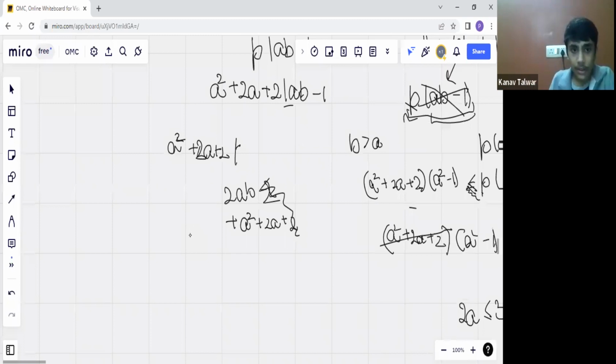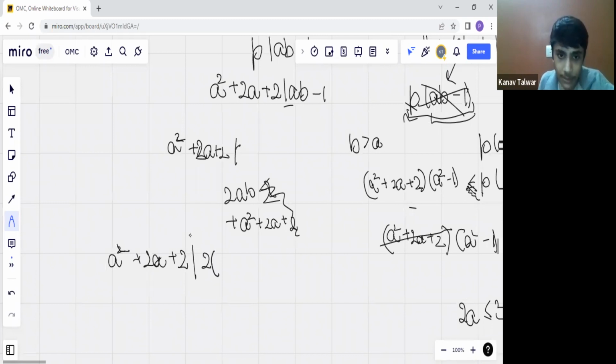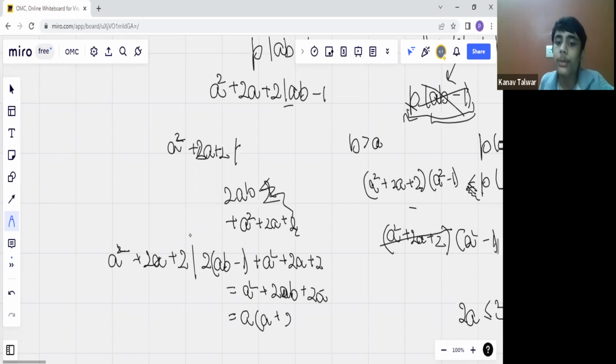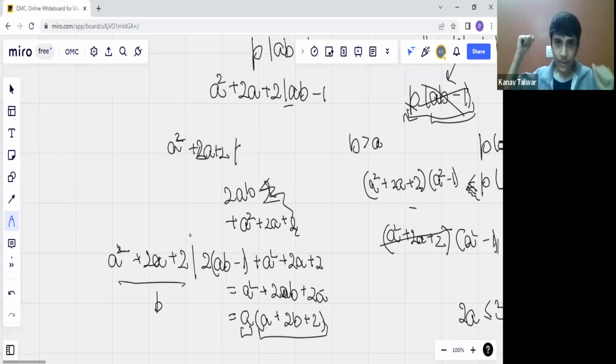Nice, so I'll just say this again, so it is clear to everybody. So we have A squared plus 2A plus 2. This thing divides, we multiply by 2, twice of AB minus 1, and add B times A squared plus 2A plus 2, which is equal to A squared plus 2AB plus 2A, which we can factor out as A times A plus 2B plus 2. Hallelujah. So A is clearly co-prime to this prime, as A is less than P, so it's co-prime. So we must say that our prime also divides A plus 2B plus 2, as desired.